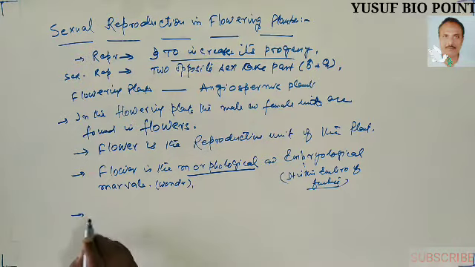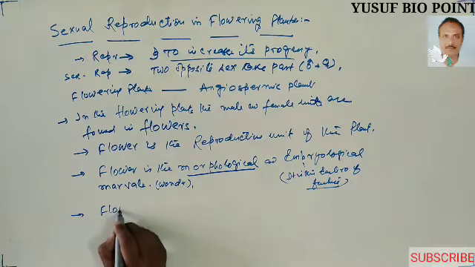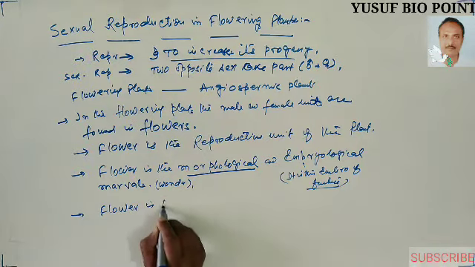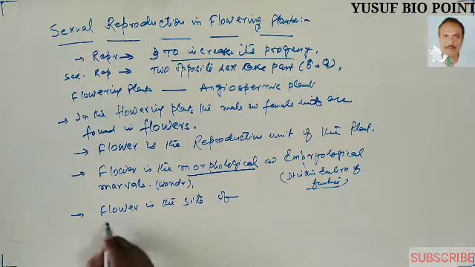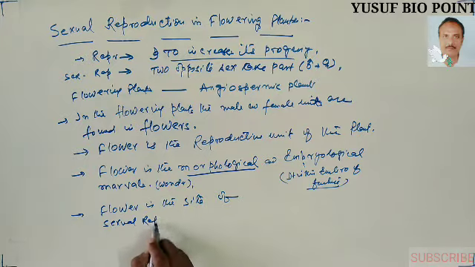And second, we can say that flower is the site of sexual reproduction. Due to the presence of the gametes, the male gamete and female gamete, it is the site of sexual reproduction.